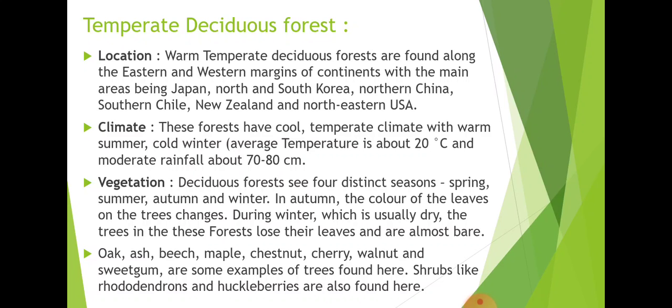So for that purpose we have to understand the temperate deciduous forest. Look at the location of the temperate deciduous forest. The warm temperate deciduous forests are found along the eastern and western margins of the continents. This kind of forest is found in both regions, whether the eastern margin or the western margin, like Japan, North and South Korea, northeastern China, southern Chile, New Zealand, and northeastern USA. These are the regions where the temperate deciduous forests are found.